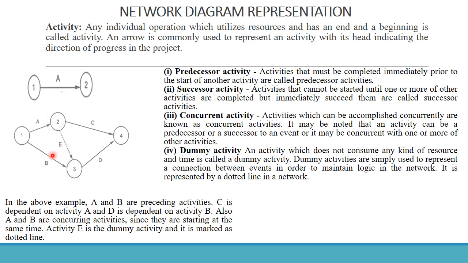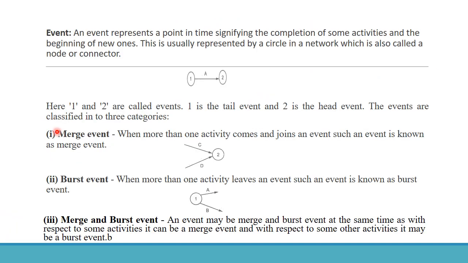In the above example, A and B are the preceding activities. C is dependent on activity A, and D is dependent on B. Also, A and B are concurrent activities since they start at the same time. Activity E is called a dummy activity and is drawn as a dotted line.